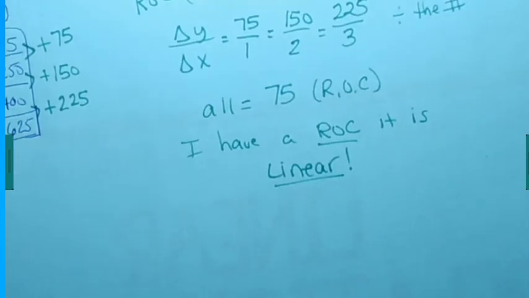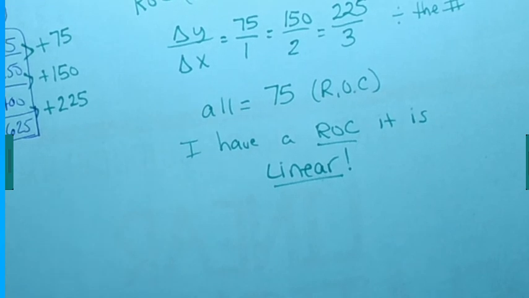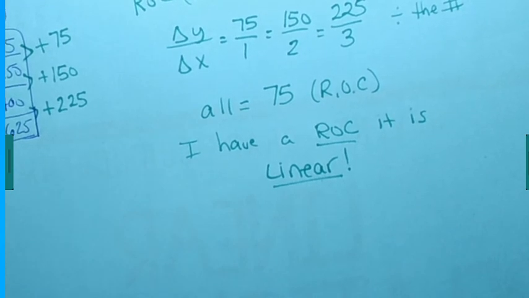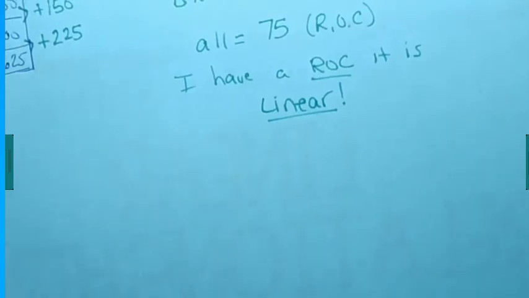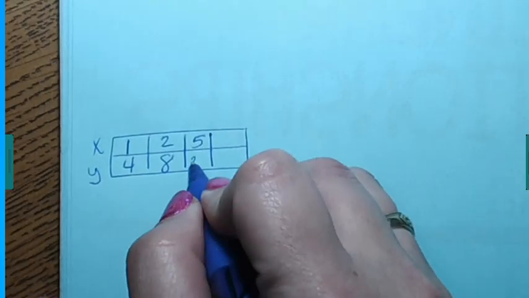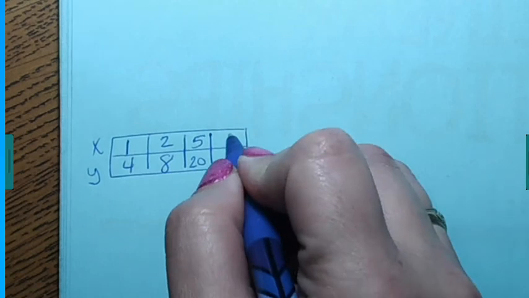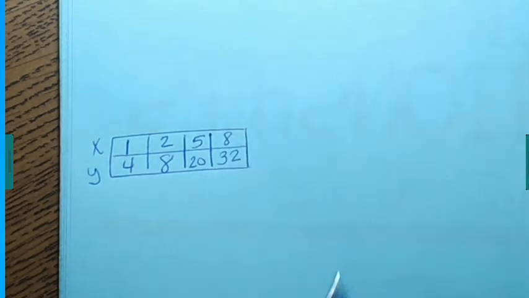All right, let's do another one. So this time my table looks like this. X goes on top. I have 1 and 4, 2 and 8. You can't see it? Oh, sorry. 5 and 20, and 8 and 32.